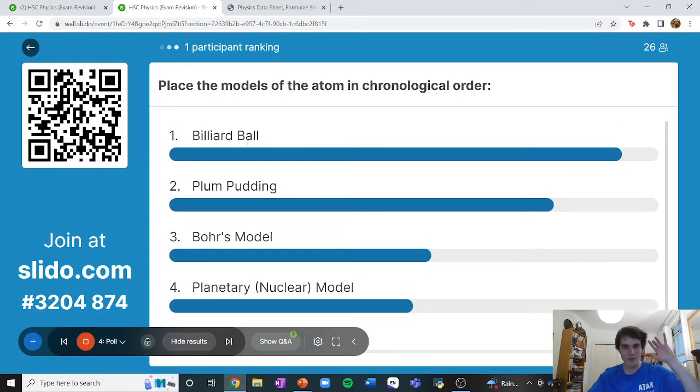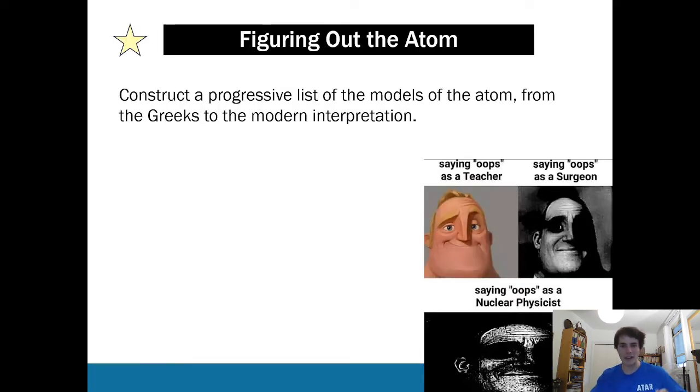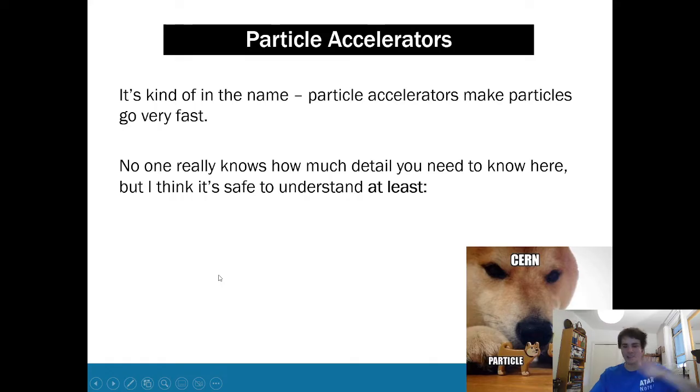So lovely. We've got the billiard ball first. We've got the plum pudding second. Bohr's model third. The planetary model fourth. And Schrödinger's model down at the bottom there. Very, very nice work. That makes me very happy to see. Okay, we spent quite a while there, so let's try and make a bit of a move on.